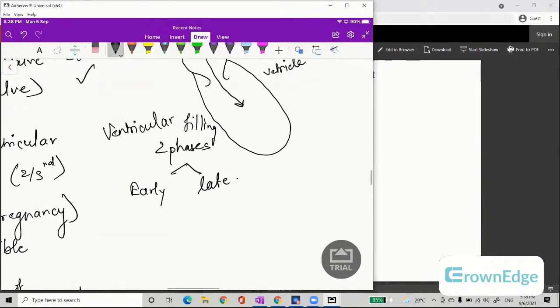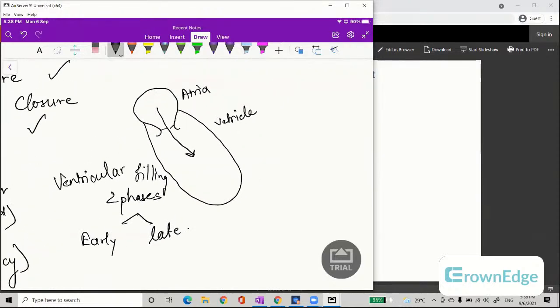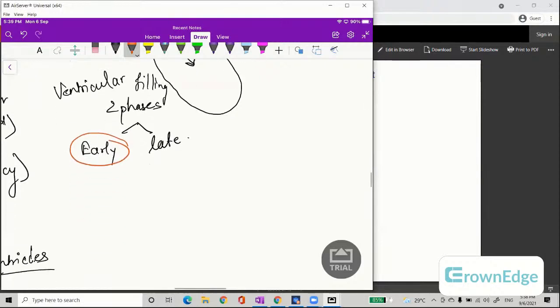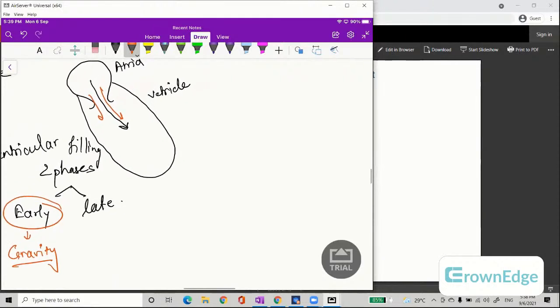What happens as soon as these valves are closed, right? There will be no blood flowing from the atria towards the ventricle. But as soon as the AV valves open, the blood starts to flow from atria to ventricle, right? How? In the early phase, this filling occurs due to gravity, right? The atria are above and the ventricles are below. So because of gravity, this early filling will occur.